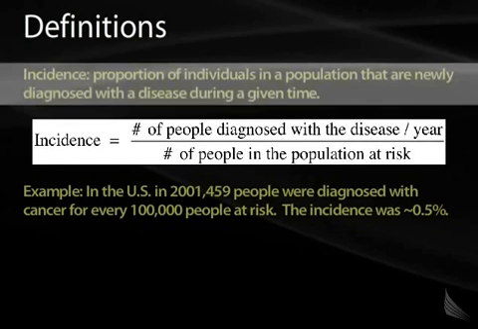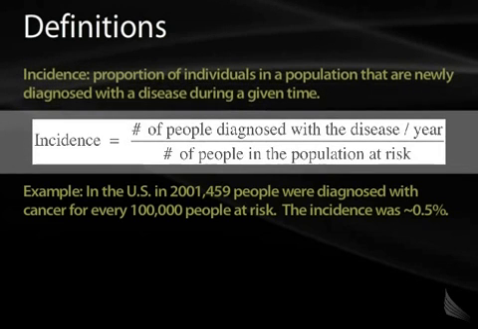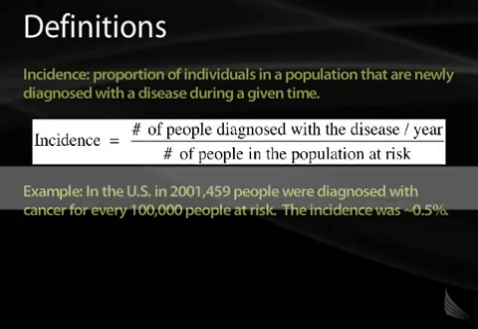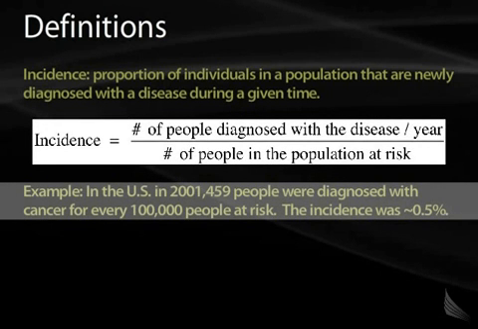In contrast, incidence is a proportion of individuals in a population that are newly diagnosed with the disease over some period of time. So, for example, the incidence equals the number of people diagnosed with the disease per year over the number of people in the population who are at risk for that disease. Now, incidence does not necessarily have to be defined per year. It could be defined per month or for other units of time. So, for example, in the U.S. in 2001, 459 people were diagnosed with cancer for every 100,000 people at risk. The incidence was approximately 0.5%.